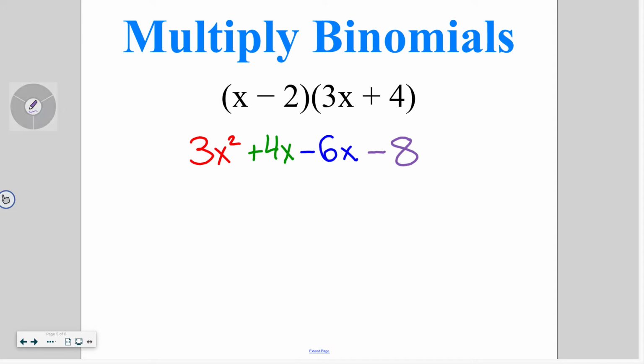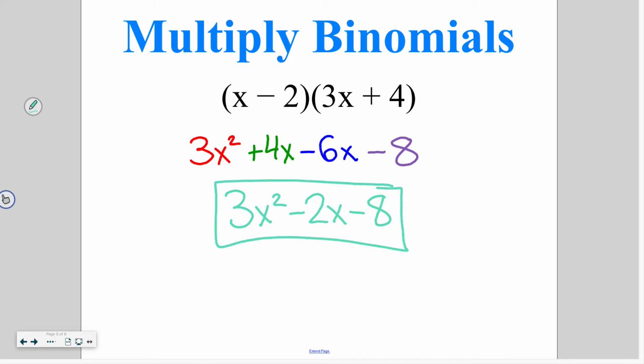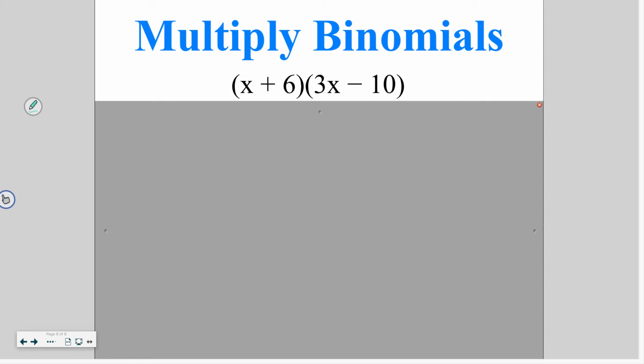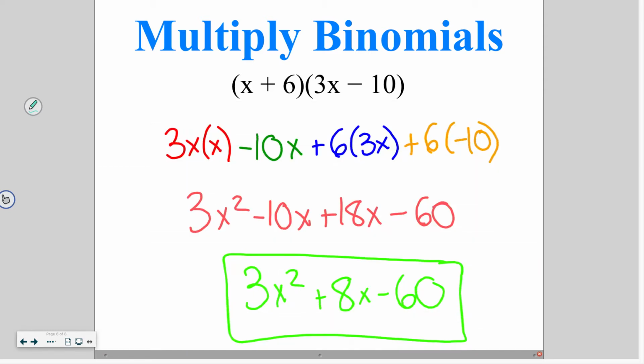Once again, I'm going to combine those like terms in the middle because I can. That's going to give me 3x squared minus 2x minus 8 for a final answer. Go ahead and try this one on your own. I wrote out all of the steps for you up top to follow along. You might have just gone to this middle part, which is totally fine. And then combining for our last one, we get 3x squared plus 8x minus 60.